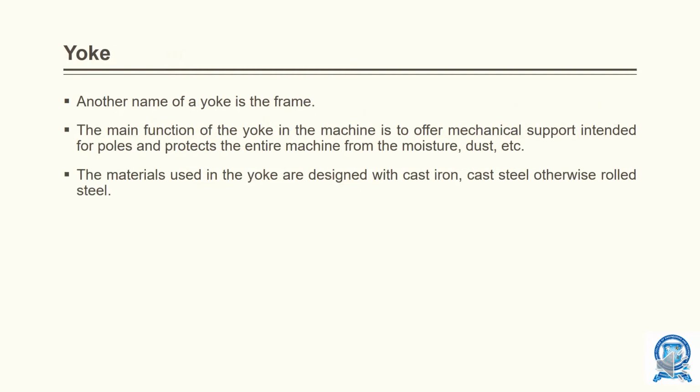The first part is the yoke. Another name of the yoke is the outer frame. The main function of the yoke in the machine is to offer mechanical support for the poles and protect the entire machine from moisture, dust, etc. The materials used for the yoke are cast iron, cast steel, otherwise called rolled steel. These are the materials commonly used for designing the yoke.